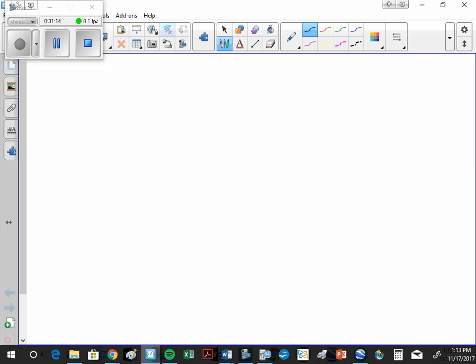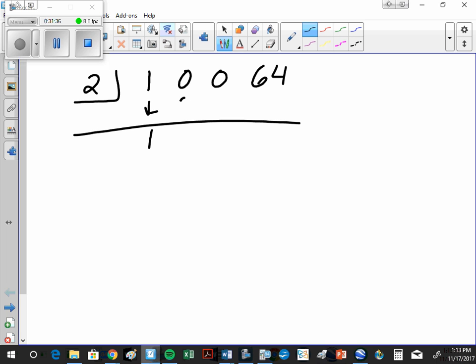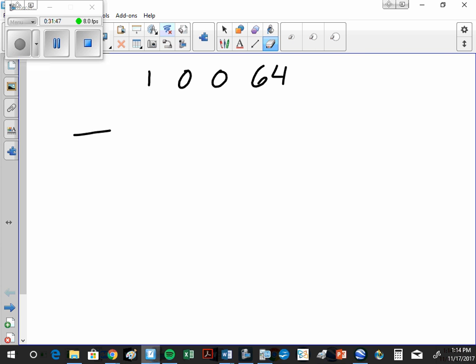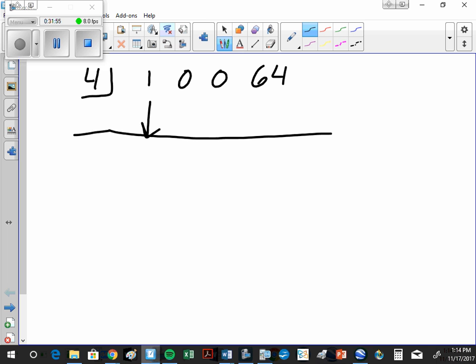So on number 3, I'm going to try 2. And my coefficients will be 1, 0, 0, 64. Wait, 3, 2, 1. That's too many zeros. 1, 2, 2, 4, 4, 8. That didn't work. So now what should I try? 3 does not go into 64. That's not an option. Let's try 4. 1, 4, 0, 16, or sorry, 4, 16. Oh, we want to do negative 4, right?